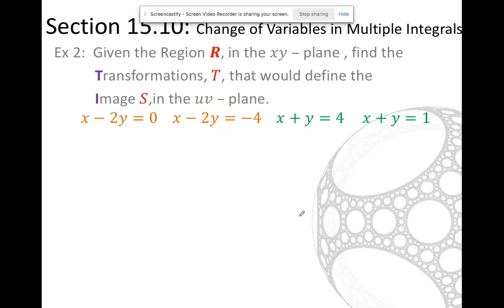So let's start example 2. I'm going to spend a lot of time on example 2, and I'm going to at first just break it up into what does this region R look like before we start to talk about integration. So I want you to find the transformations that would define a new region, but in a uv plane. So the first thing I'm going to do is say, well, what does R look like?